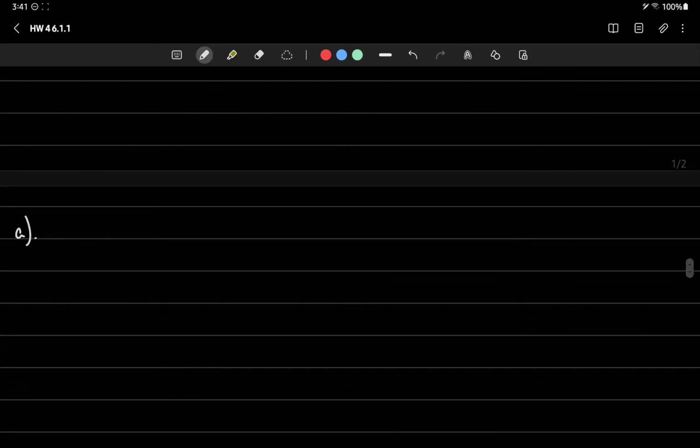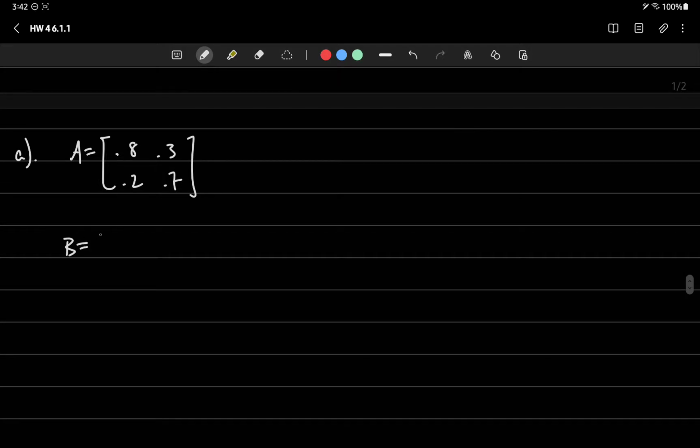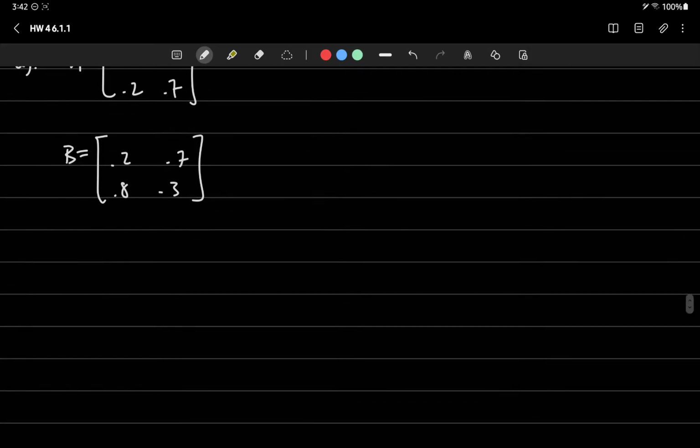For part A, we turn back to A. So we have A to be 0.8, 0.3, 0.2, and 0.7, and we have to show how a row exchange for A can produce different eigenvalues. So we row exchange A, and then we call it B. Then we would get 0.2, 0.7, 0.8, and 0.3. From here, let's find the eigenvalues. Again, the determinant of B minus lambda I has to be 0. This is just going to be 0.2 minus lambda, 0.7, 0.8, 0.3 minus lambda. This has to be 0.